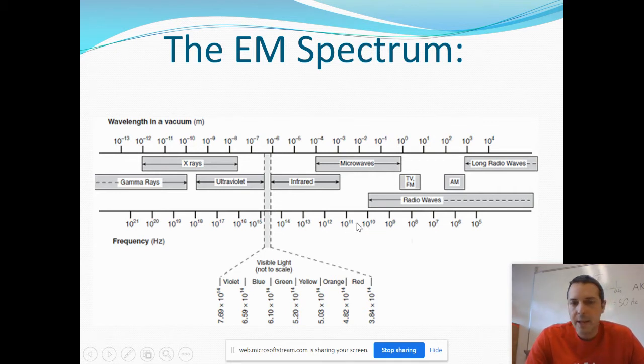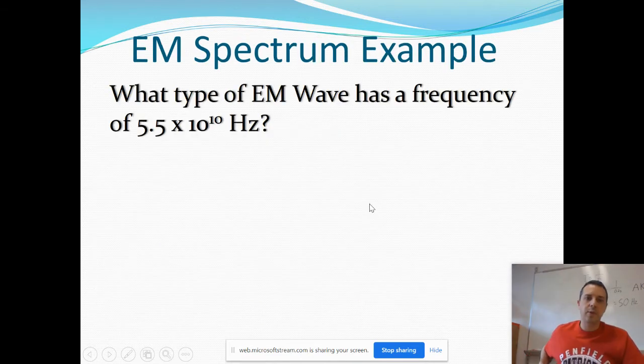to the 10. If we're looking to see what exactly type of wave it is, we'd have to look up from that point, and we see that microwaves is the only wave in this scenario that can be in the range of 5.5 times 10 to the 10 to 10 to the 11. So the answer to this first one, what type of EM wave has a frequency of 5.5 times 10 to the 10, that would be microwave.